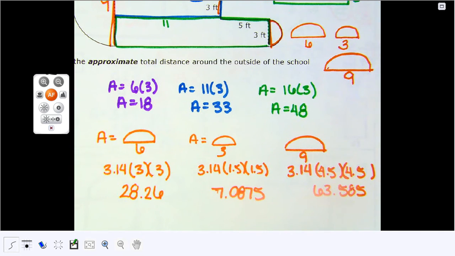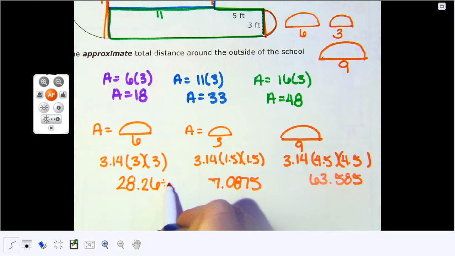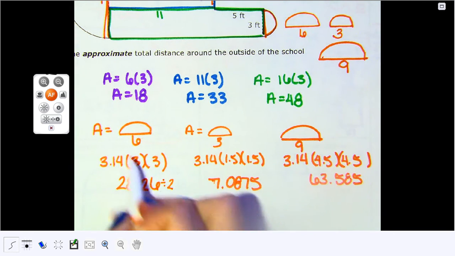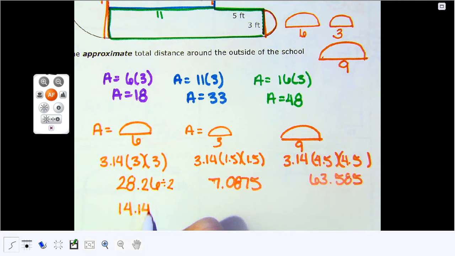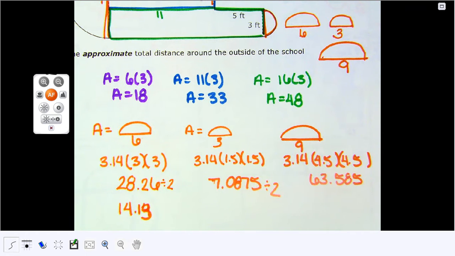Okay, and then one more thing about the area of our semicircles: it's half of a circle. So each of the areas I found, I need to go back and divide those by 2 to find the half. Oops, that was 28.26, and that number divided by 2 is 14.13. Okay, and 7.0875 divided by 2 is 3.54. I'm going to round it there. And that one is 31.79.